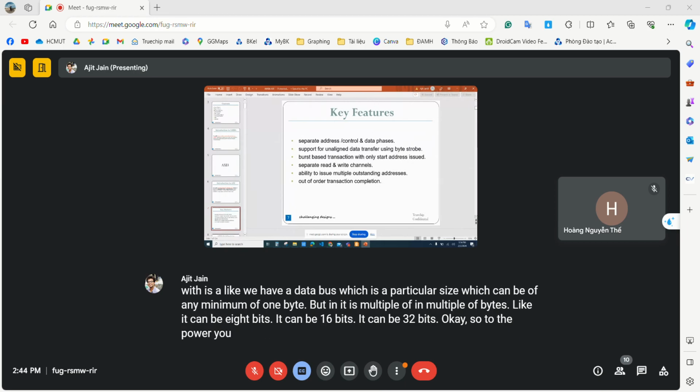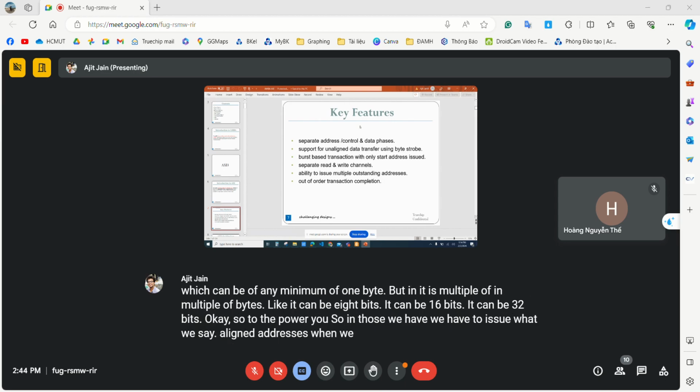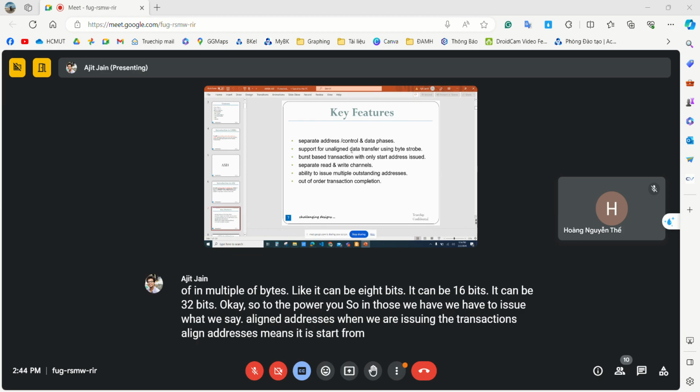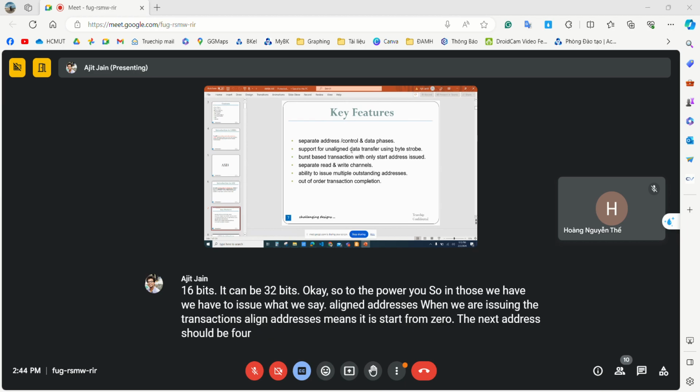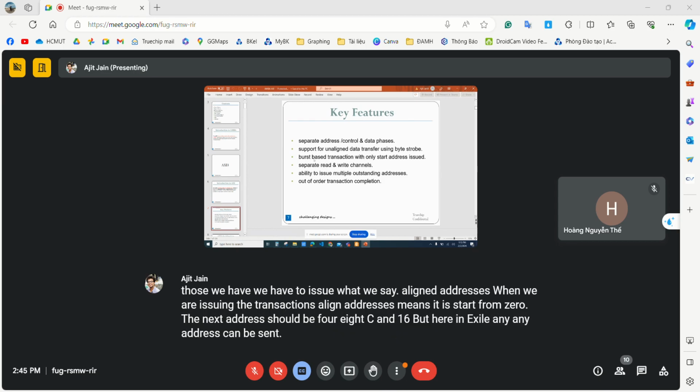In those, we have to issue aligned addresses when we are issuing the transactions. Aligned addresses means it starts from 0, the next address should be 4, 8, C, and 16. But here in AXI, any address can be sent: 0, 1, 2, 3.